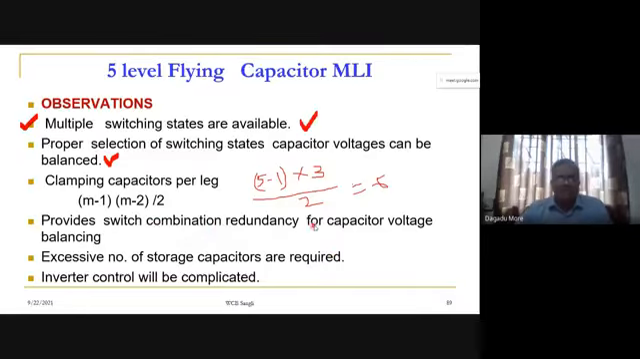But here, switch combination redundancy can be used for balancing the capacitor voltage. And with all these constraints, our inverter control will be complicated as compared to a diode clamped multi-level inverter. So now this is all about our 5 level flying capacitor multi-level inverter.